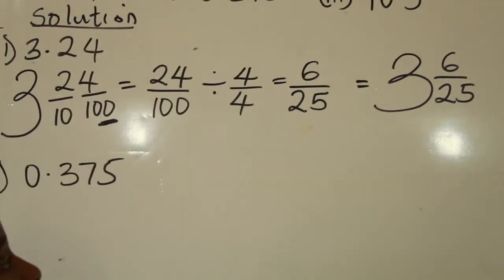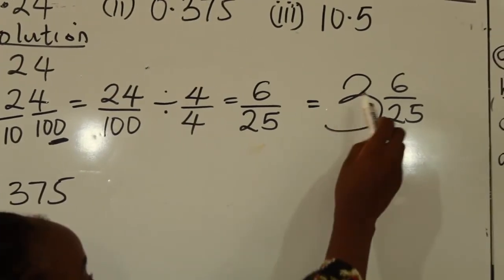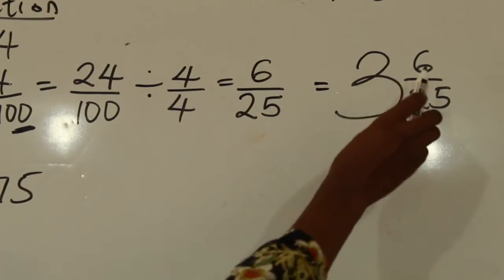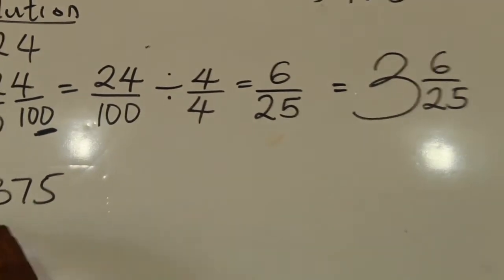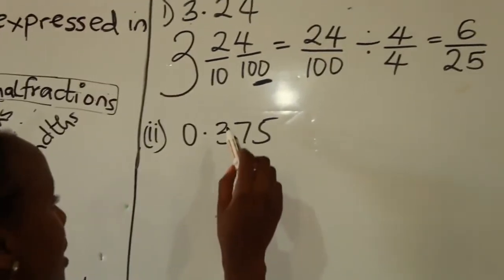So 3.24 expressed as a fraction is equal to 3 whole number 6/25. Question number 3 is 0.375.